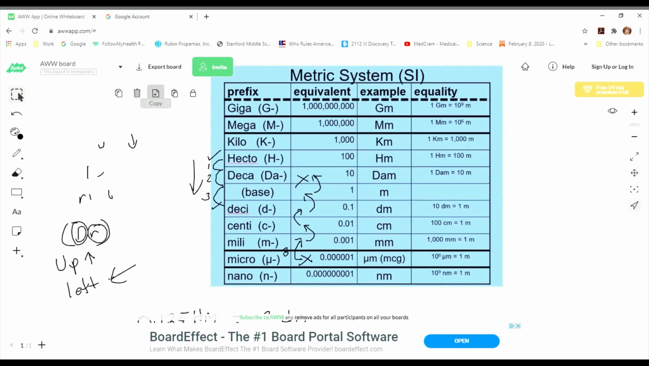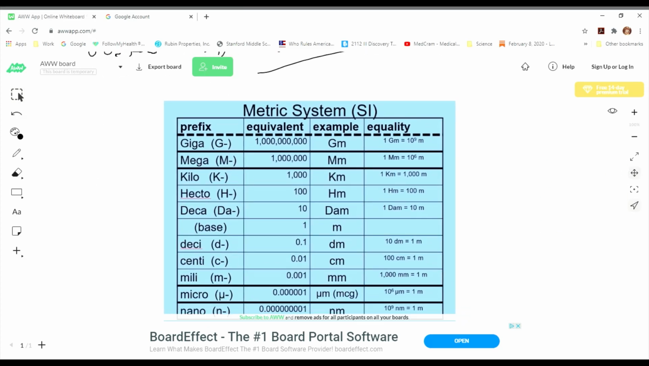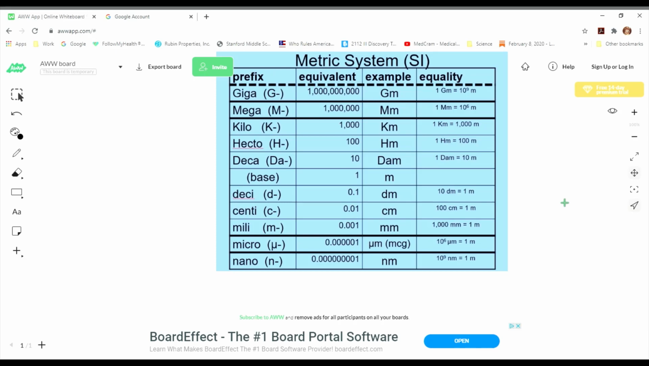Copy it. And then, so I think that should work here. So I have a new copy here that's not marked on. All right, so that's all you do. You just go from one to the other.